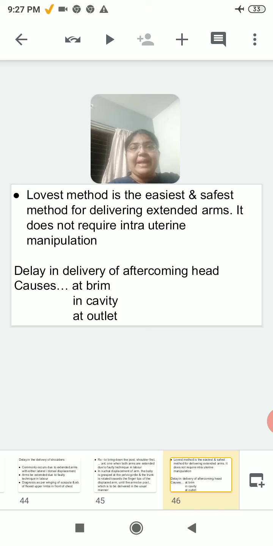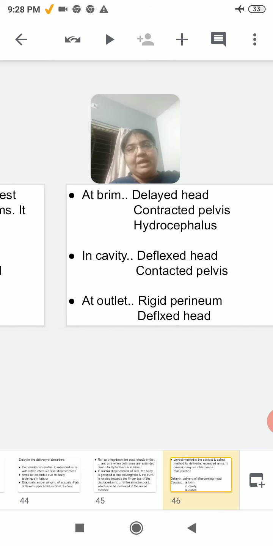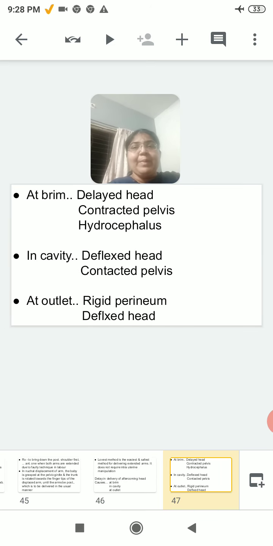That is the other method, which is the easiest and safest method for delivering the extended arms. It does not require intrauterine manipulation. So without such manipulation, the shoulder delivery can be possible. Then delivery of the aftercoming head. Difficulty or delay may occur at the brim, in the cavity, or at the outlet. Right? So we see the probable causes.